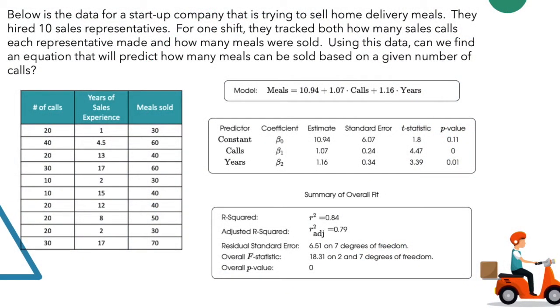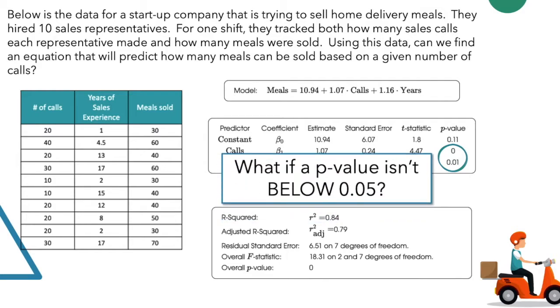In the last lesson, this is what we were working with. We did a multiple regression analysis on this startup company using number of calls and years of sales experience to determine how many meals would be sold. When we looked at the individual variables, we found that each had a p-value below 0.05. And I said, well, that's good. But what if the p-value isn't below 0.05? That's what we need to address in this lesson. And to do that, we're just going to start a whole new story.